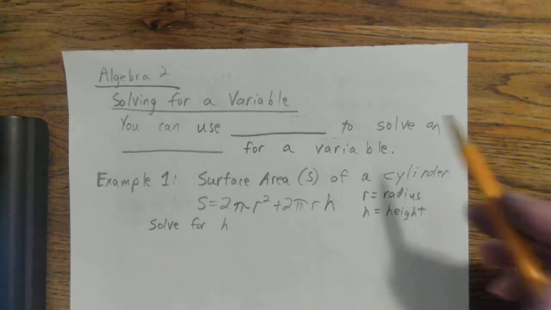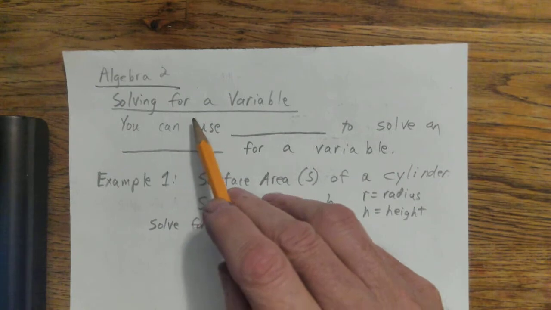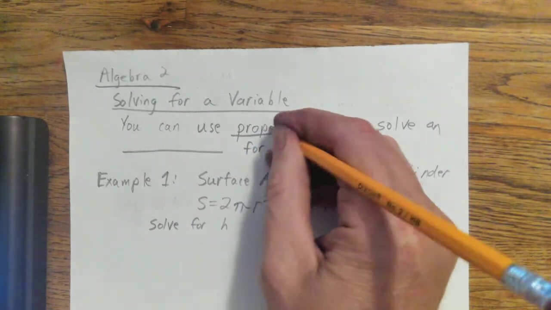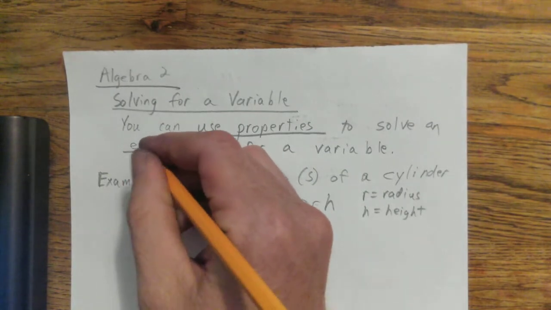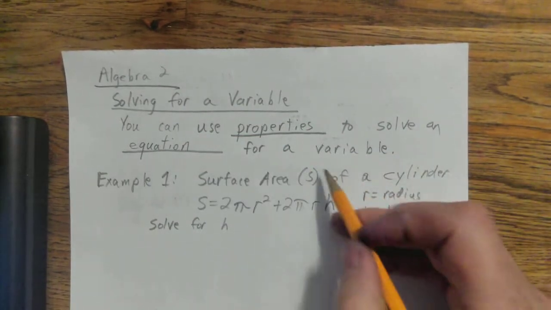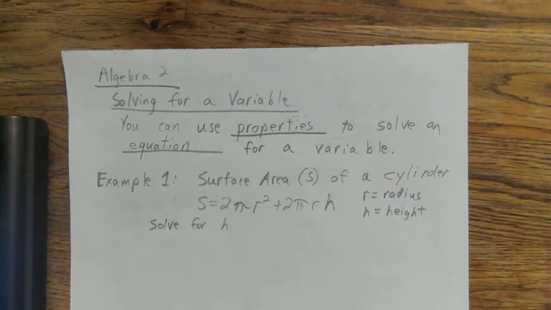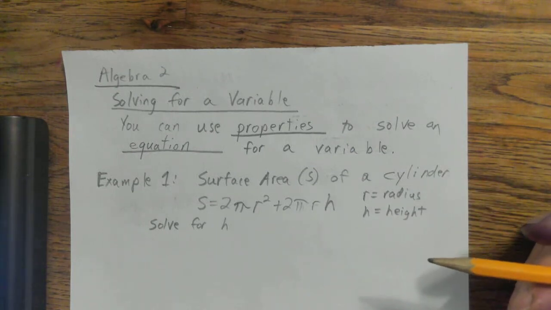Well, hi everyone. We are solving for a variable. That's another part of solving equations. You have an equation. You can use properties to solve an equation, or a formula for that matter, for a variable. So it may have one variable by itself somewhere. You can get it so that another variable is by itself. And just using the properties like the addition and subtraction properties of equality that we did in the previous lesson, multiplication and division properties of equality.